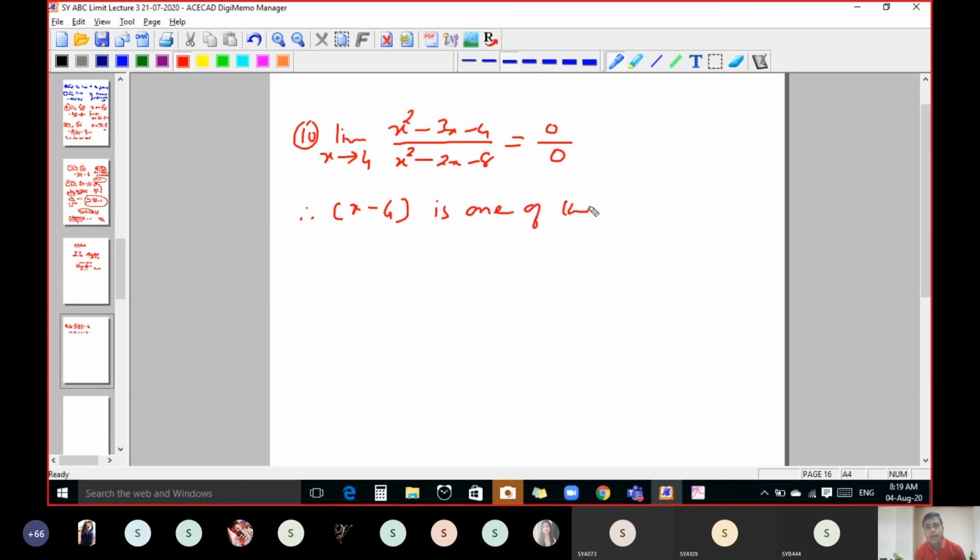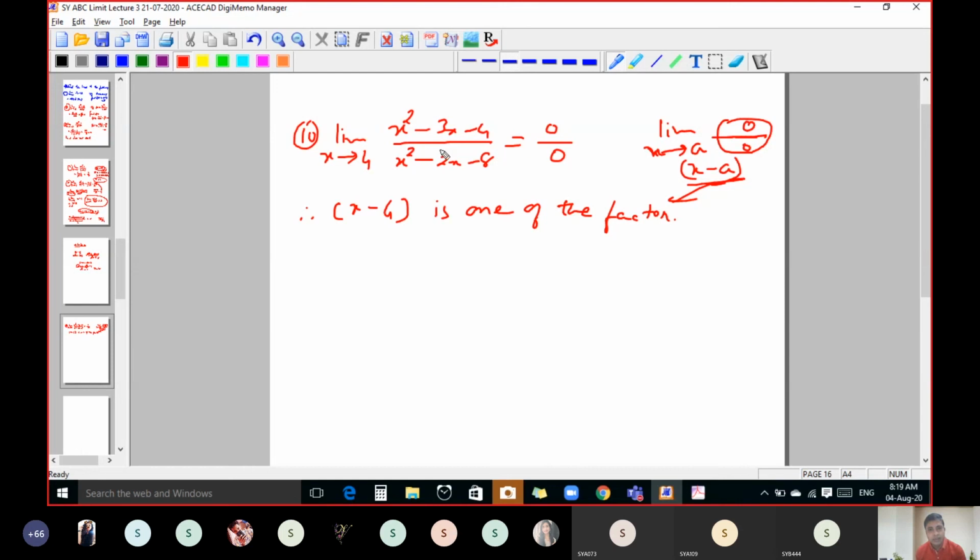One of the factors that we get once we have 0 by 0. So x minus 4, taking this number on this side, listen carefully. If anything is there like limit x tends to any number, let us say a, and some function is given here, and if we have the answer 0 by 0 by putting x equal to any number, let us say a, that indicates x minus a should be one of the factors of the numerator as well as the denominator. So now we know that x minus 4 is the factor.